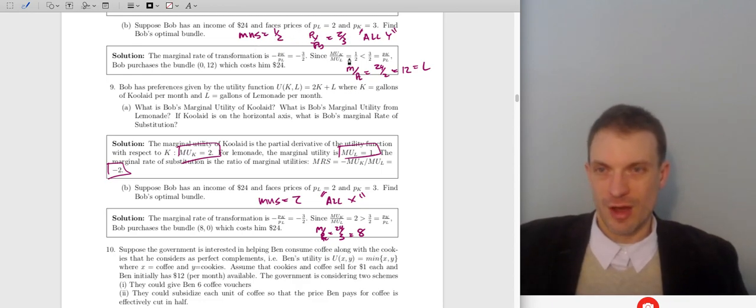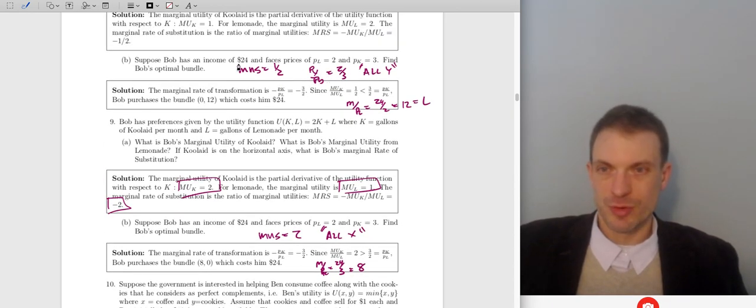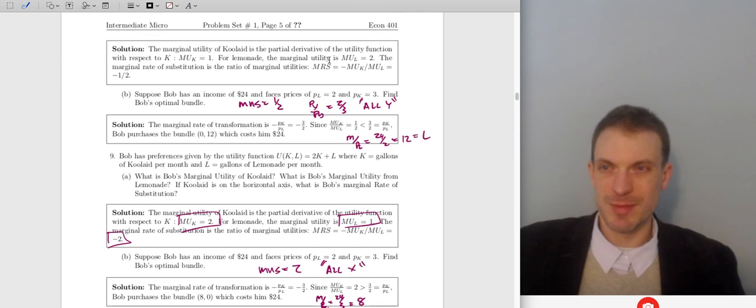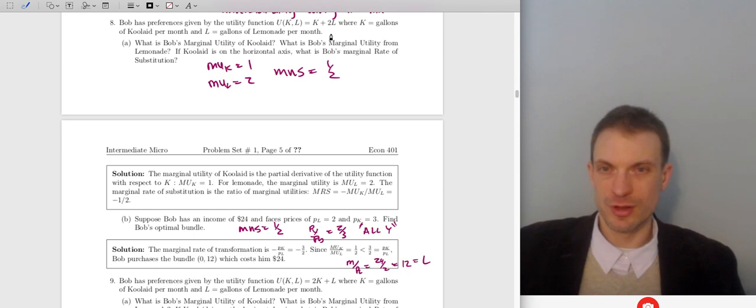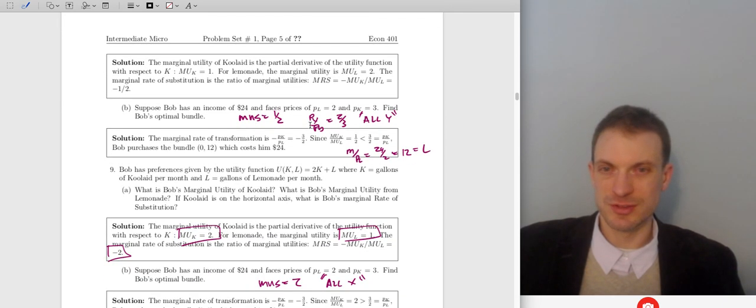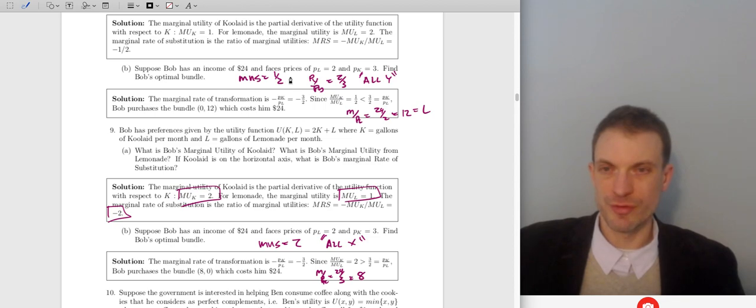So what's all y going to amount to? Well, Bob had 24 units of income divided by the price of, let's see, we had lemonade on the vertical. Is that right? Yep, lemonade on the vertical, Kool-Aid on the horizontal. So 24 divided by 2 is 12. Okay, so my all y solution for Bob is going to be 0, 12, which costs $24.